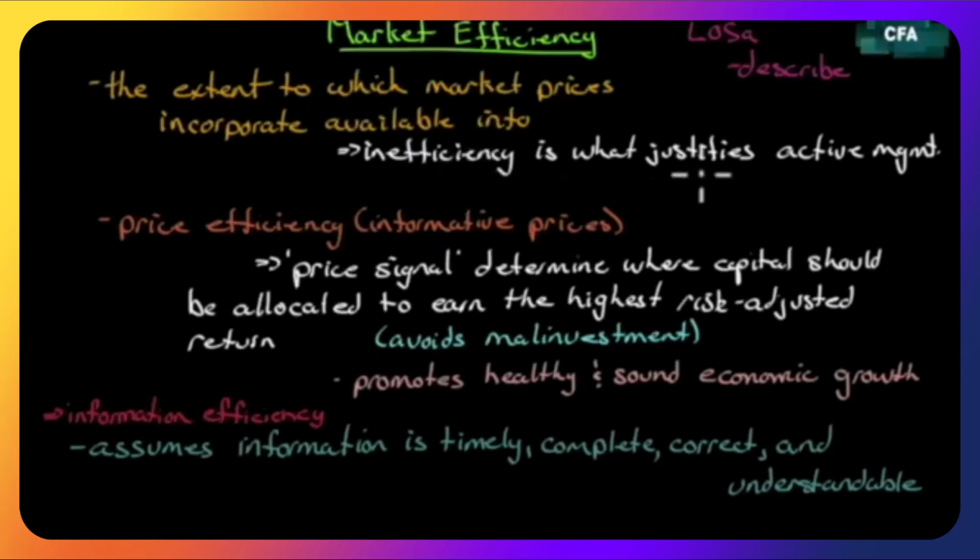Inefficiency is what justifies active management. Yes, the whole field of active management is based on the idea that the markets are not efficient. Because we're going to see that a logical conclusion from efficient markets is that you cannot beat the market consistently. You cannot earn abnormal risk-adjusted returns, in which case active management is just a pile of crap.